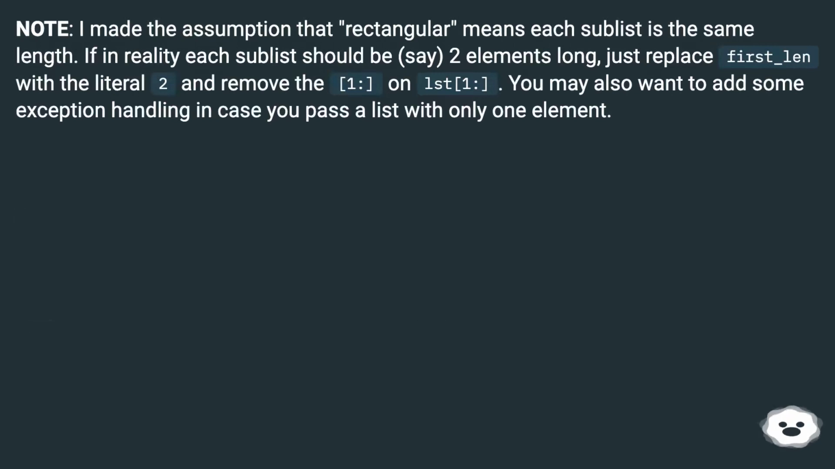Note, I made the assumption that rectangular means each sublist is the same length. If in reality each sublist should be, say, 2 elements long, just replace the first underscore len with the literal 2 and remove the 1 column on LST 1 column. You may also want to add some exception handling in case you pass a list with only one element.